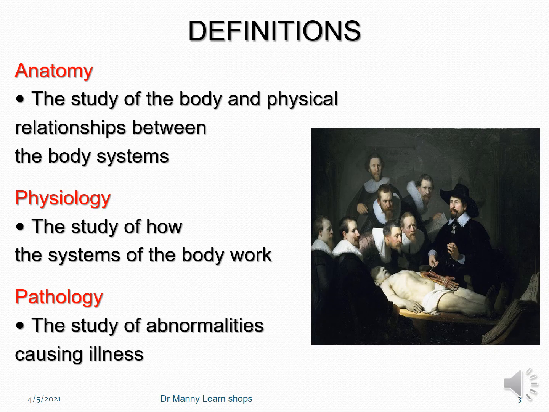So what are some of the definitions? Anatomy is defined as the study of the body and physical relationships between the body systems. Physiology is how it works. So this is the study of how the systems of the body work together or individually. Pathophysiology or pathology is the study of abnormalities or anomalies that cause illness.